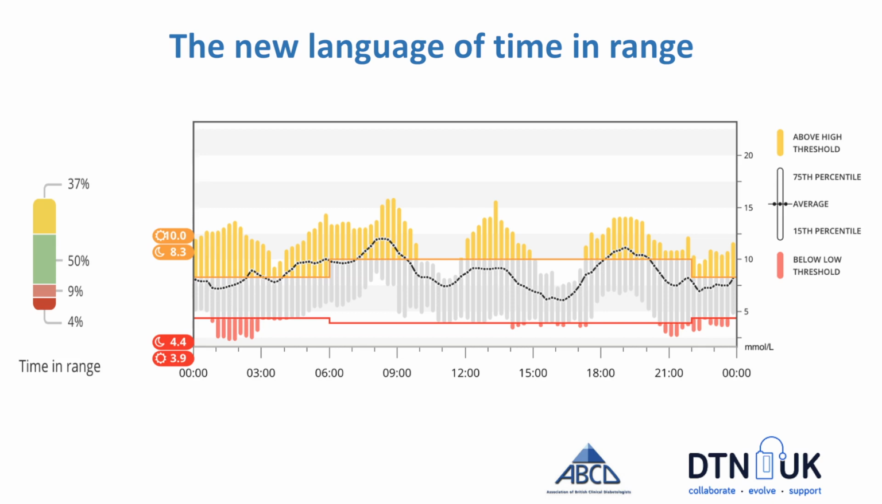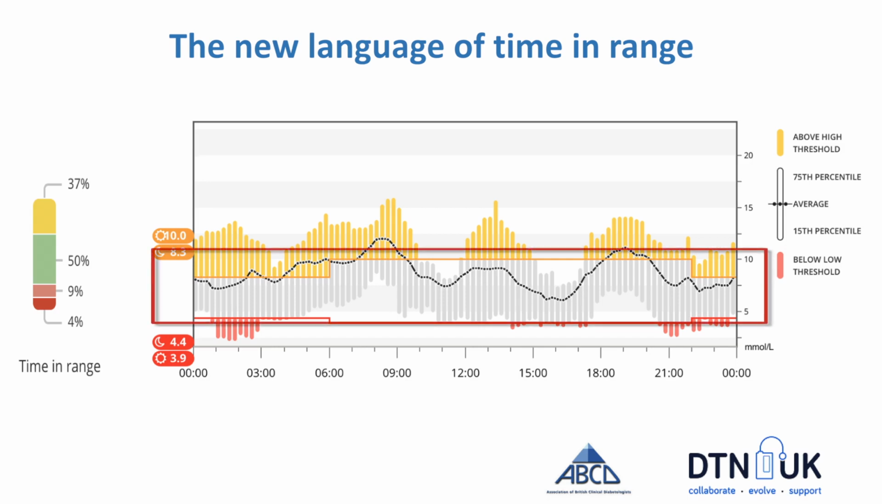And that's prompted a change in our language from targeting HbA1c to targeting what we're now calling time in range. A lot of international guidelines have set that time in range as between 4 at the bottom end and 10 millimoles at the top end. And a lot of what we try to achieve with continuous glucose monitoring is trying to keep your blood glucose in that middle lane between 4 and 10 millimoles per litre.